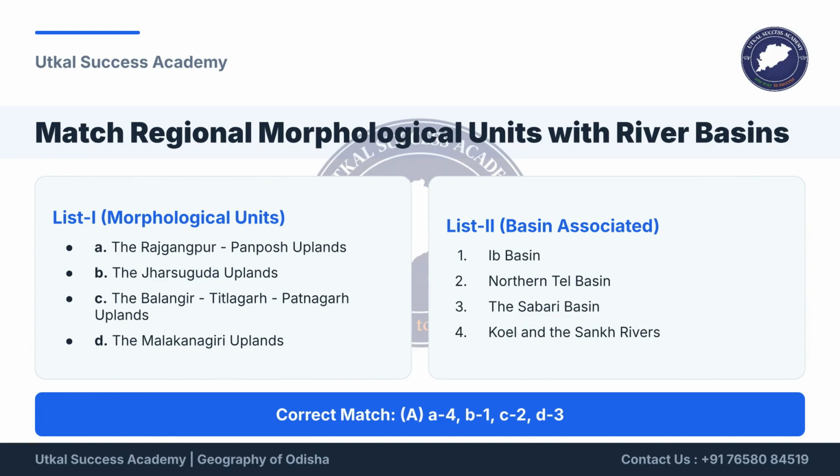Finally, match the morphological units with their associated river basins. The correct match is Rajgangpur, Koel and Sankh rivers; Jharsuguda, Ib Basin; Balangir, Northern Tel Basin; and Malkangiri, the Sabari Basin. This concludes the video.